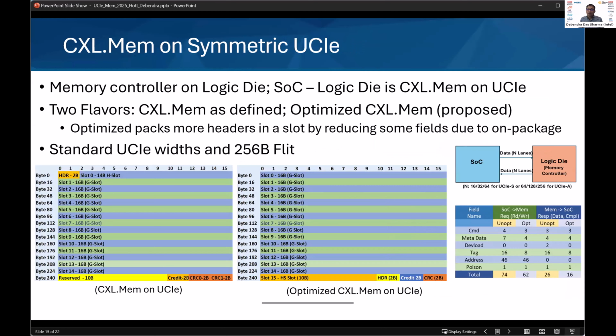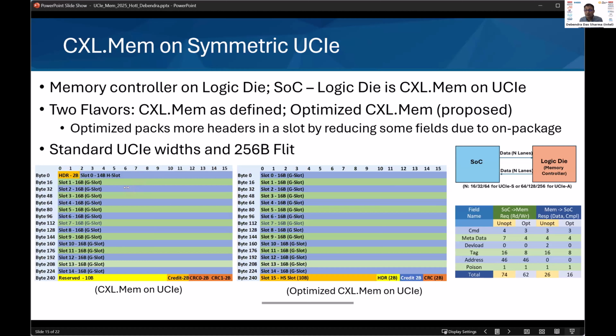We also did the mapping, of course, with the CXL.mem. Here, the memory controller is on the logic die, and the SoC to logic die is CXL.mem. There are 2 flavors. One is, as I said earlier, the native CXL.mem. So you got the header, you got the H slot, the G slots here, and then here, if you recall, there were a few extra bytes, but then mostly it is FEC and CRC. So this is the layout that you have. Headers, whether it is for requests or responses, can go in H slot or G slot, and data only goes in the G slot.